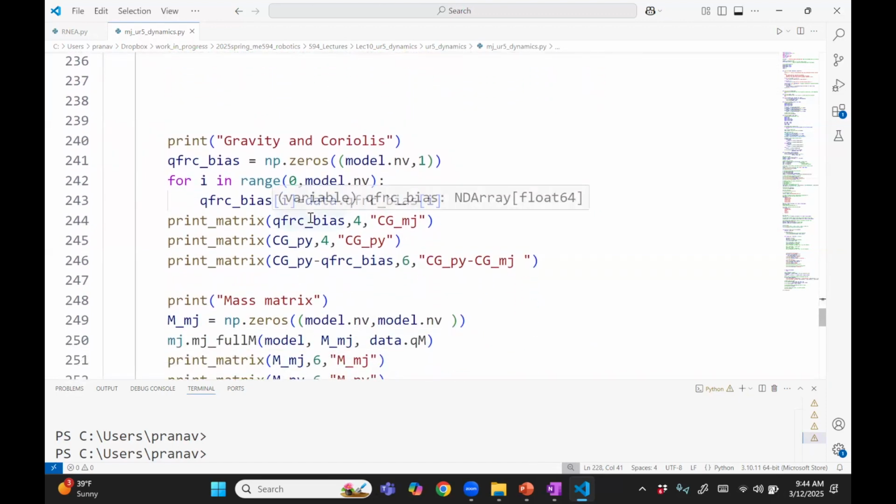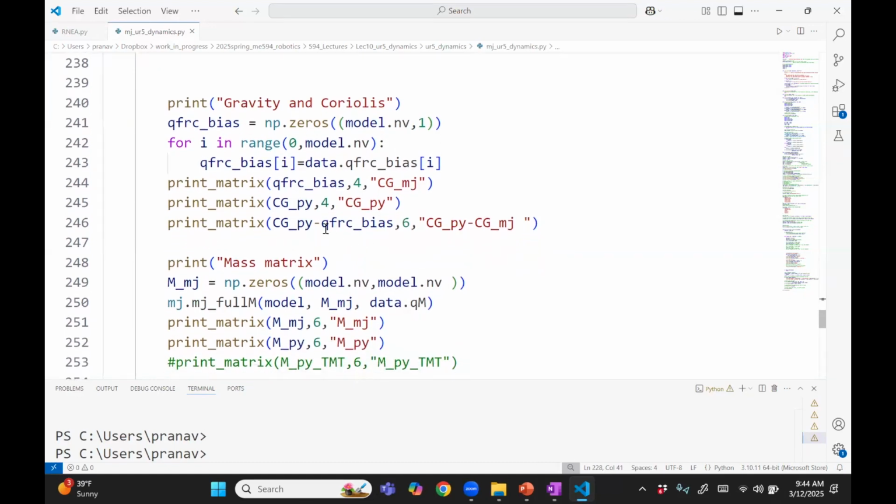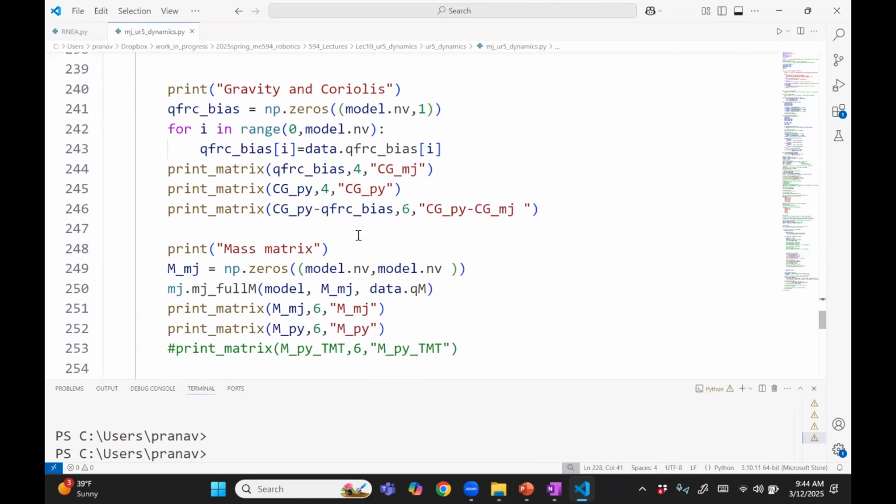MuJoCo has this qfrc_bias, which gives me the C plus G. So it doesn't give you C or G independently, but it gives you CG. So what I did was I printed that out as MJ. Then I printed my value as CG pi. I compared the difference, easier to look at that, should be all close to 0 or 0 ideally.